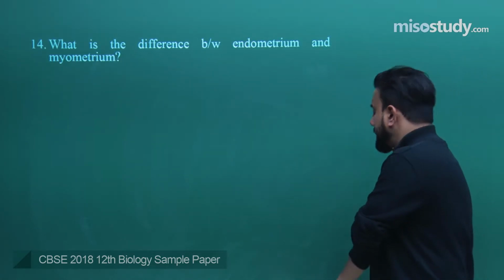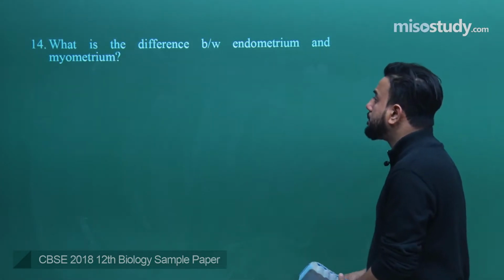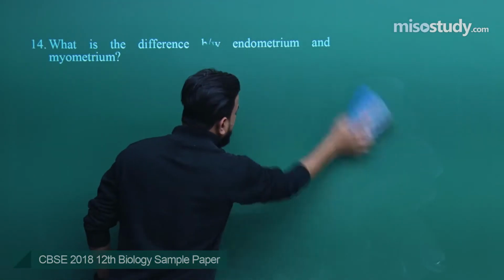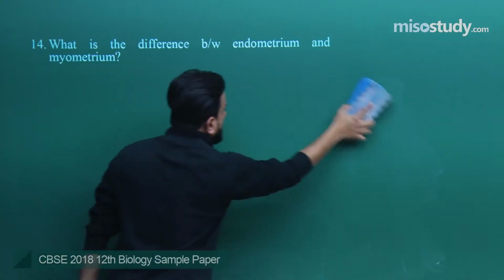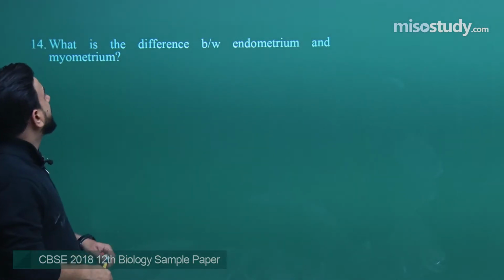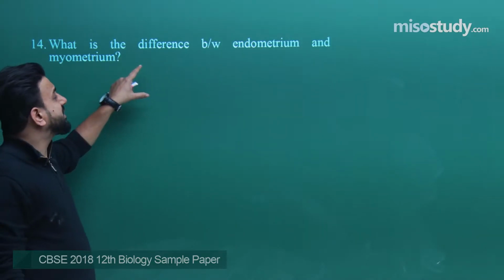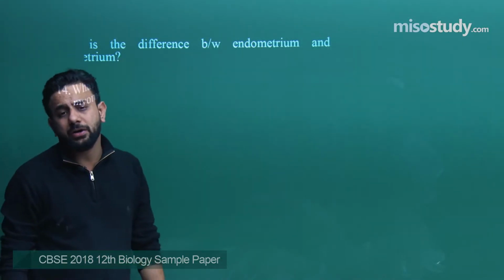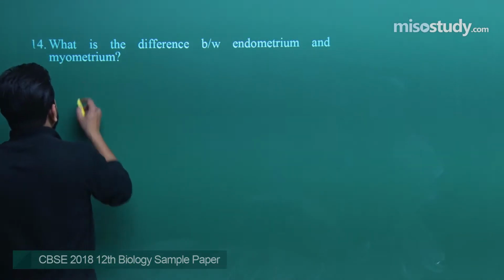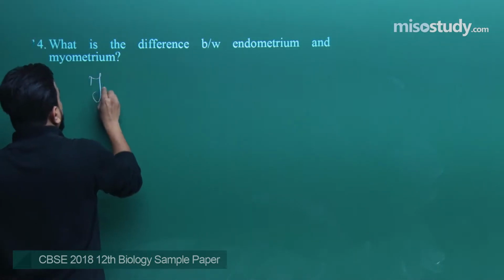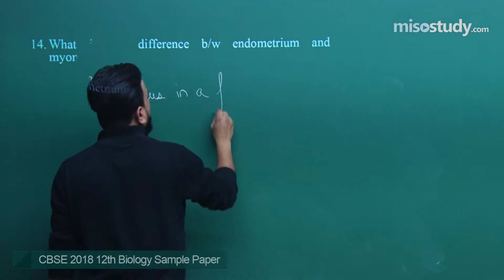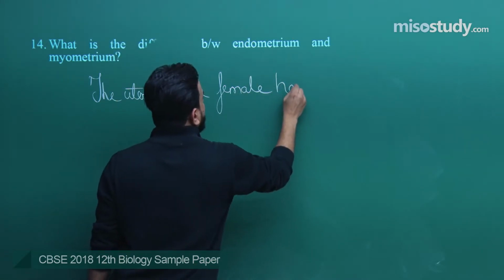What is the difference between the endometrium and the myometrium? First of all, we will see that these layers, the endometrium, the myometrium, the perimetrium, are the layers of the human uterus, the female uterus. So I'll write here: the uterus in a female has 3 layers.